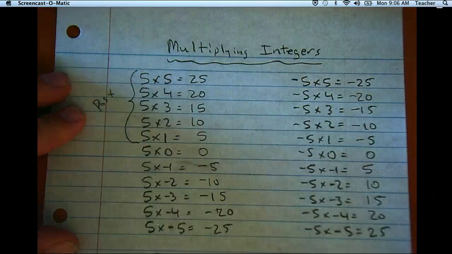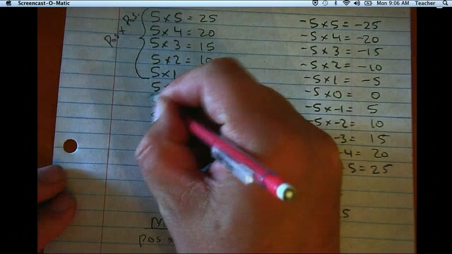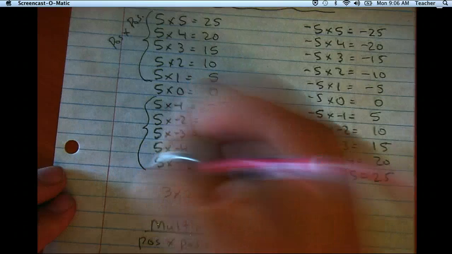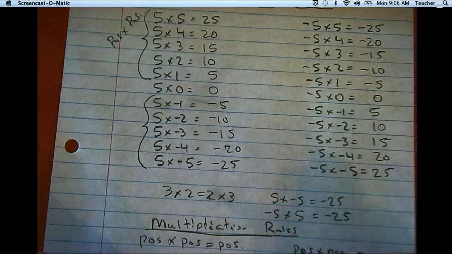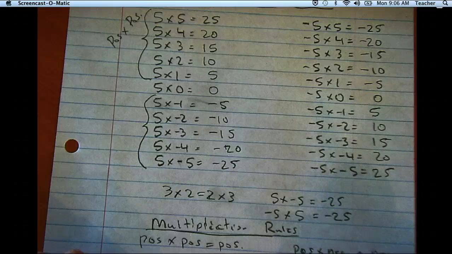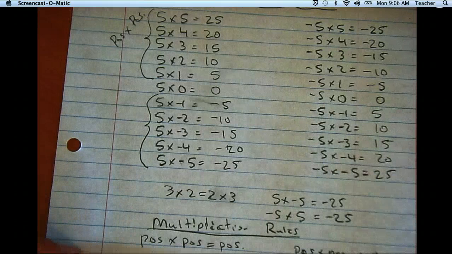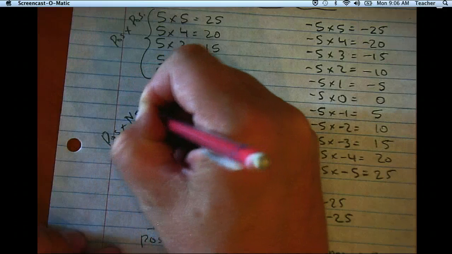I also have some problems. It's positive times negative. Positive times negative is going to be this section right there. And a positive times a negative is what kind of answer? Well, all my answers for these are negative. So a positive times a negative is negative. So these problems are positive times a negative.